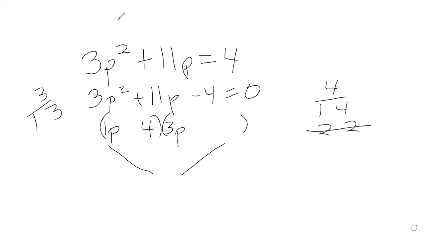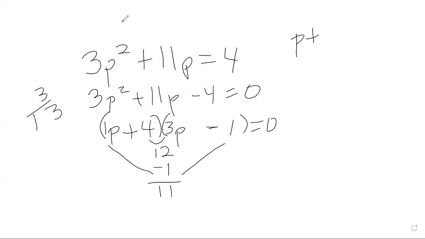4 here, 1 here. 4 times 3 is 12. 1 times 1 is 1. Hey, 12 take away 1 is 11. That'll give me what I want. So I'm going to put a negative here, and I need a positive 12, so a positive here, and now we're ready to solve. So we're going to erase this and solve.